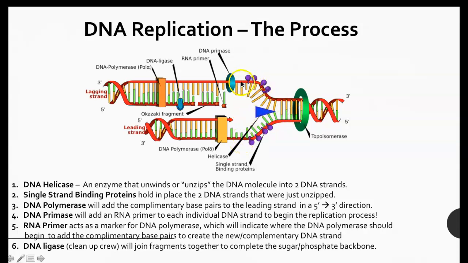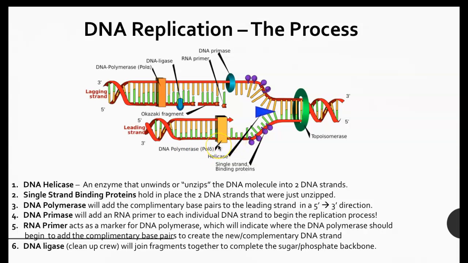So once the DNA molecule begins to split apart, we're going to have these single-stranded binding proteins that are going to act as thumbtacks, and essentially what they're going to do is hold in place the two DNA strands that were unzipped. The reason for that is because when we begin to add the complementary base pairs to the two new strands, these single-stranded binding proteins are holding those two DNA strands in place to make it really smooth for the DNA polymerase to add those complementary base pairs.